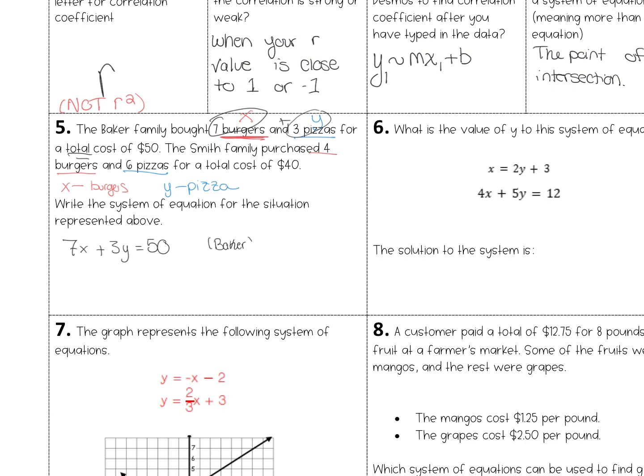Baker family. I had another family named the Smith family. They also ordered. They did 4, remember this was my X's down here. So they had 4 burgers, 6 pizzas, which was my Y value, and their total was $40. This is your system.